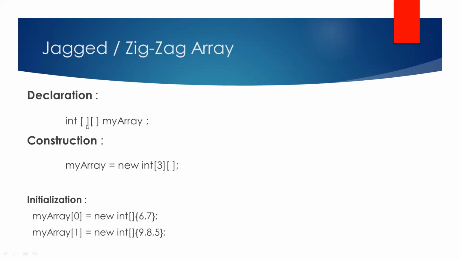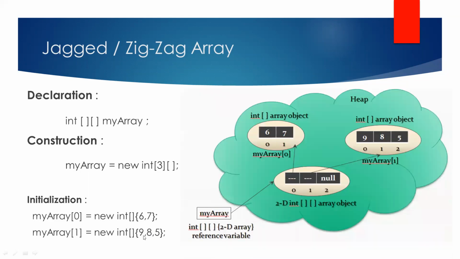So the declaration is int myArray, and the construction is myArray = new int[3]. Look at here. We have constructed only the number of rows, not any number of columns. So for every row, now we can define the number of columns. Look at here. myArray[0] will point to a new array which has 2 elements. Okay. myArray[1] will point to an array which has three elements, that is 985. Fine. So it will look like this.